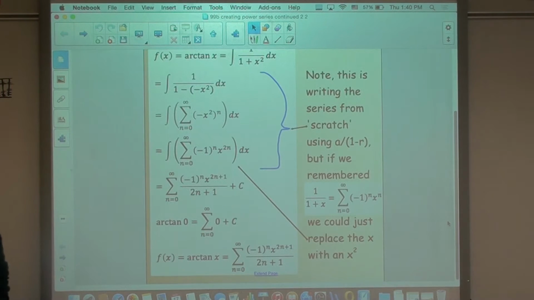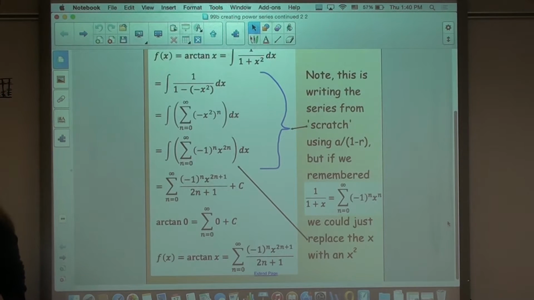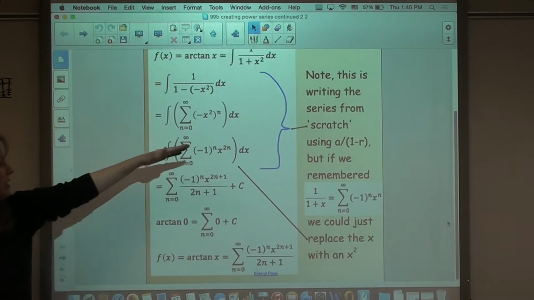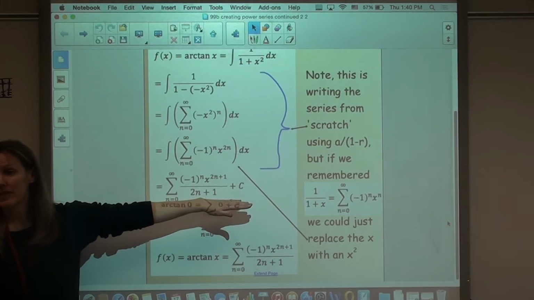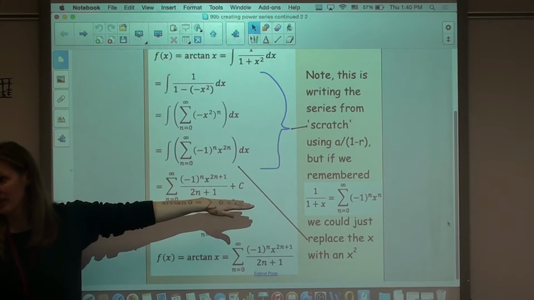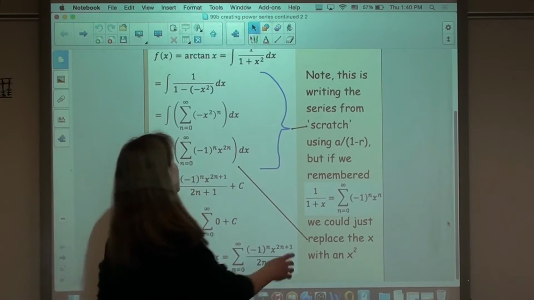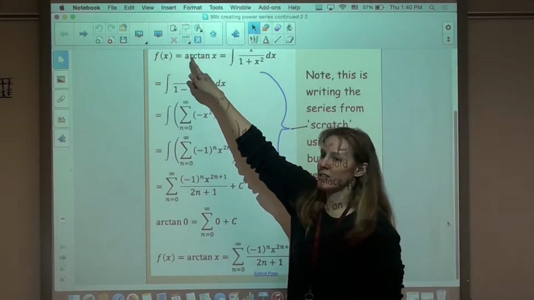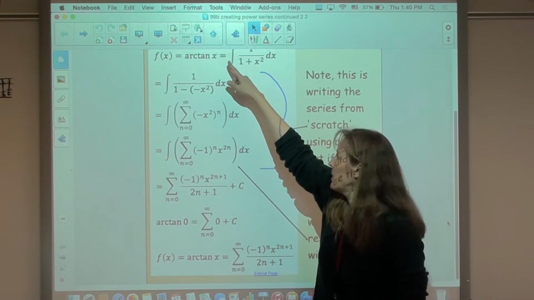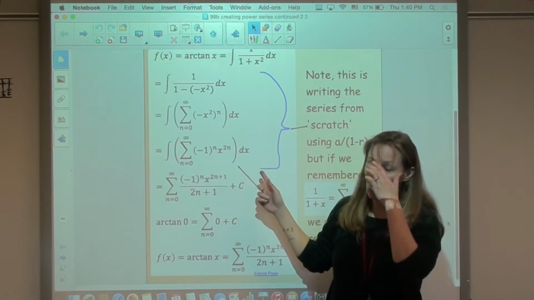Yes? What is the part where you have arctan 0 at the bottom? Okay, that's the next step, right? So we get the integral, we have a plus c. We need to solve for c. Oh yeah. So we know that this whole thing is equal to arctan x. So you just pick a number and plug it in so that you can solve for c.